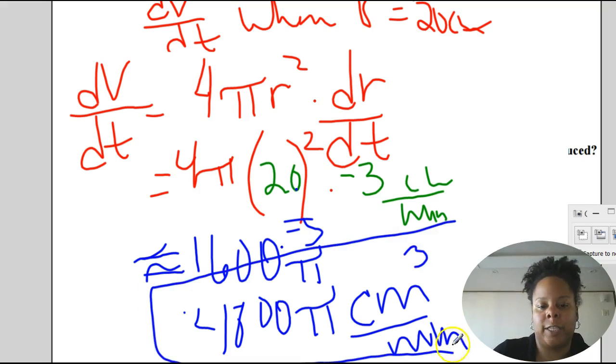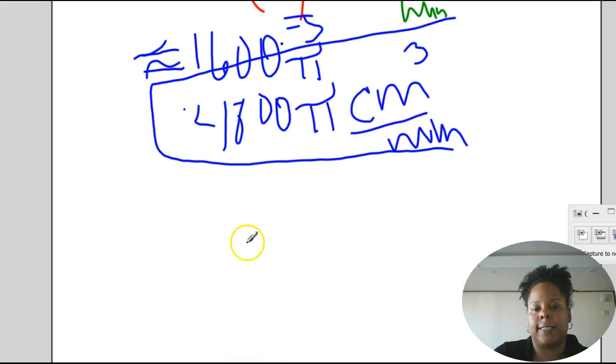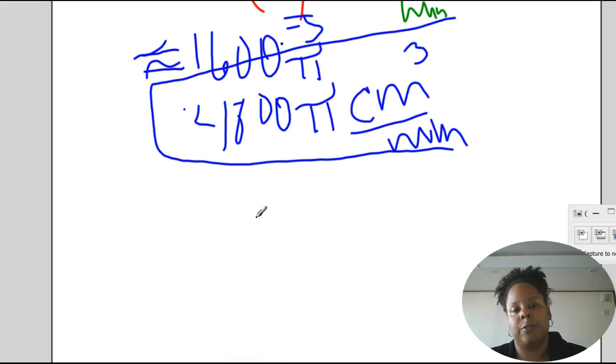And I just go back and check to see that I solved the question. I'm trying to find dV/dt when the radius is 20 centimeters. Well, dV/dt is exactly -4,800 pi centimeters cubed per minute.